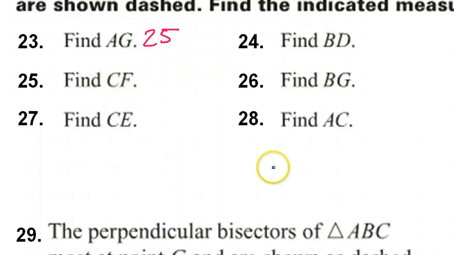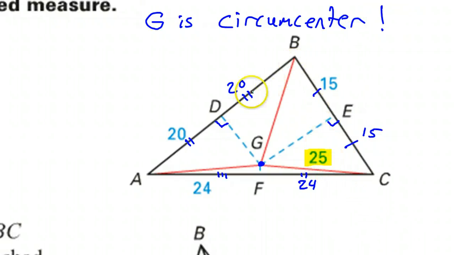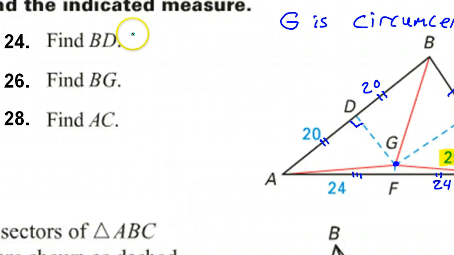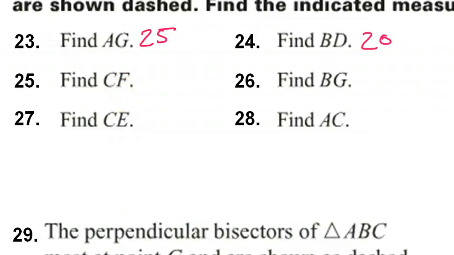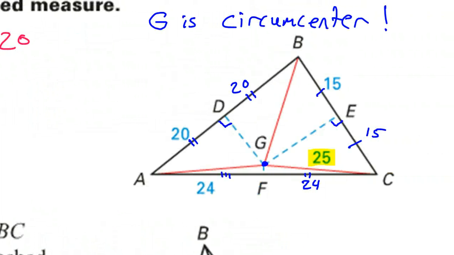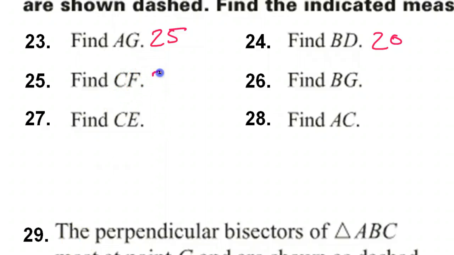What about BD? Where's that? BD is 20. We talked about that before. This is a midpoint, so 20, 20. BD is 20. What about number 25? CF. Let's see what's up with CF. CF is 24. Same thing. If that's 24, then this is 24. Easy peasy lemon squeezy.